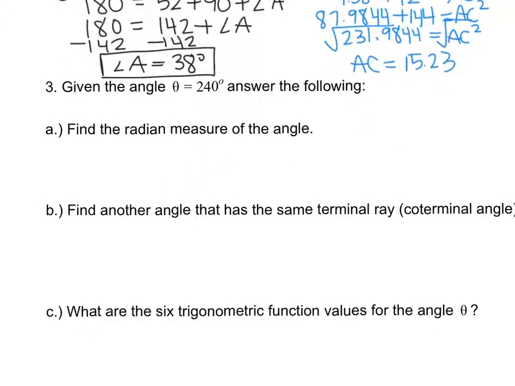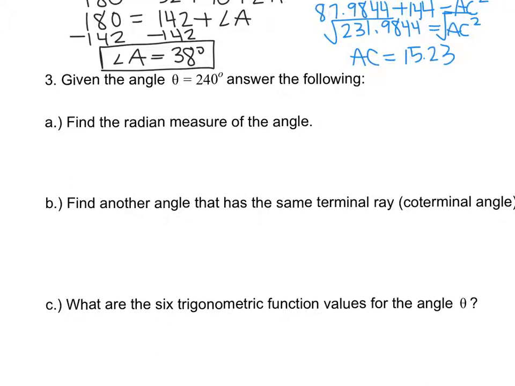Number 3, we're going to use the angle of theta equals 240 degrees to answer 3 different questions. So the first thing we want to do is find the radian measure. So to convert from angles to radians, we take our angle measure and multiply it by pi over 180. So that's going to give us 240 pi over 180.